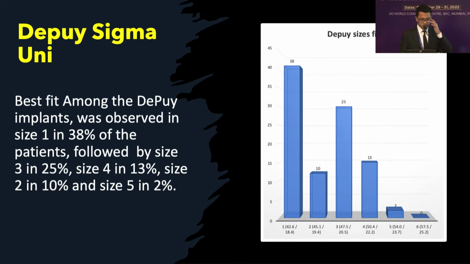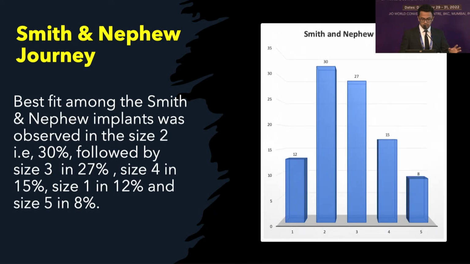Depu Sigma Uni implants, size 1 was the most common one in 38% of the patients, which is followed by size 3 in 25% of the patients, and then size 4 in 13% of the patients. Smith & Nephew Journey implants, the best fit was in size 2, which was in 30% of the patients, size 3 for 27% of the patients, and size 4 in 15% of the patients, size 1 in 12%.